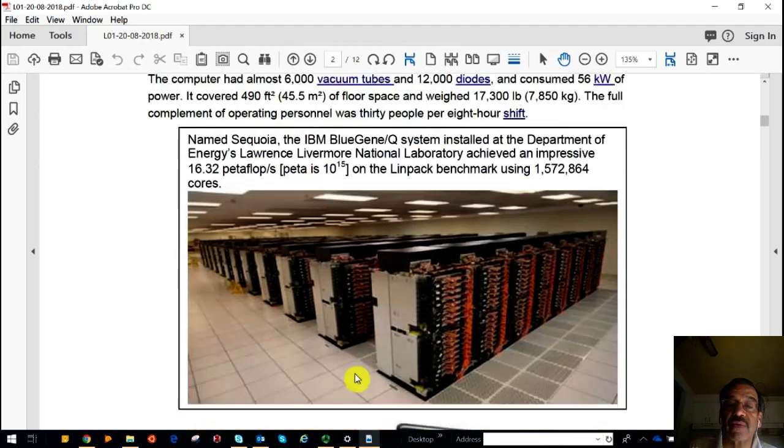Now, this is a room full of computers. It's called a supercomputer in the Department of Energy lab. It's called Blue Gene. And this one has about 1.5 million cores. These are individual processing units that are strung together in this configuration, and they can do 16 petaflops. A petaflop is 10 to the 15. We're talking about gigaflops, that is the range for your handheld cell phones, and this one is 10 to the 15, from 10 to the 9 to 10 to the 15.